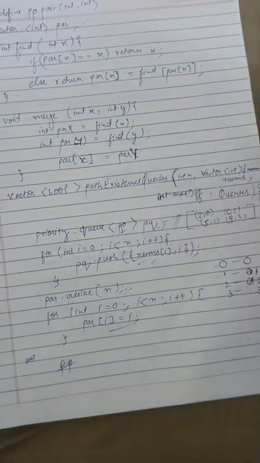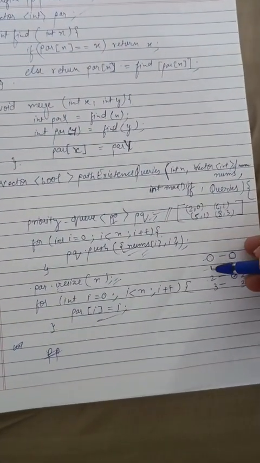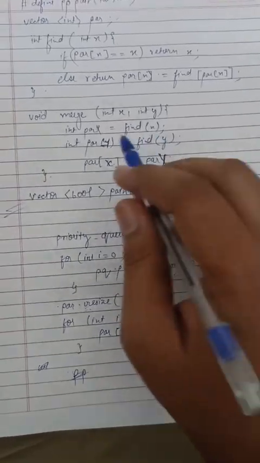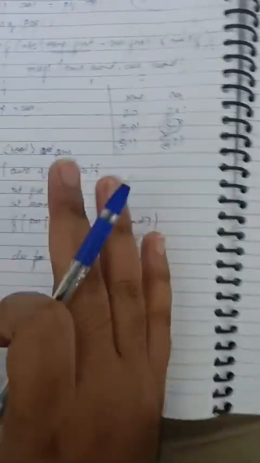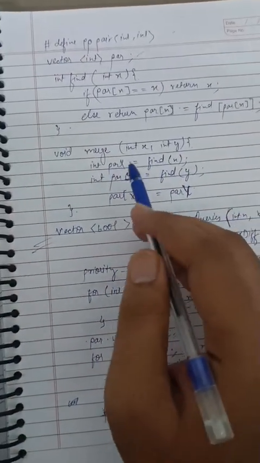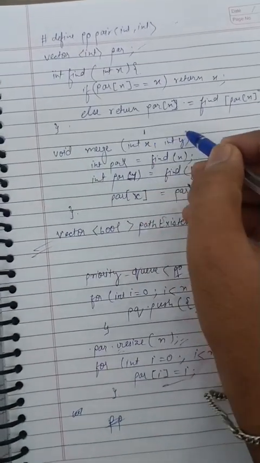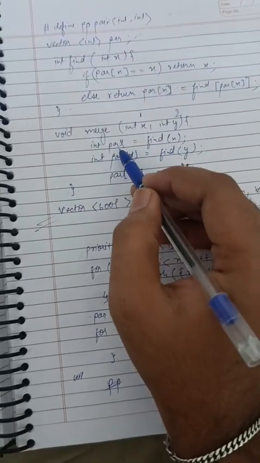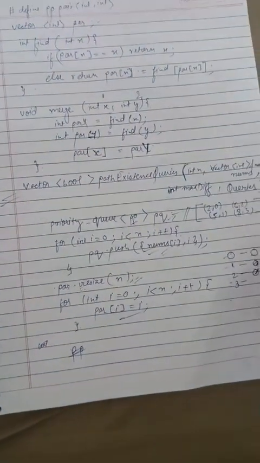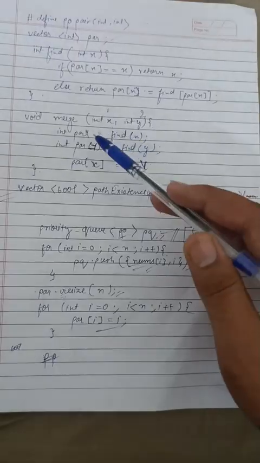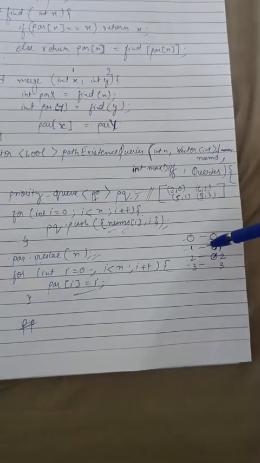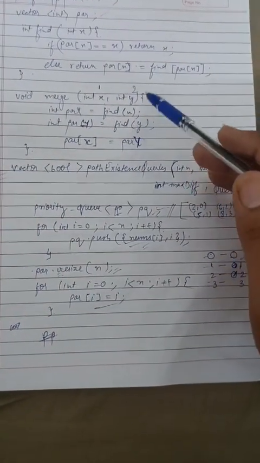Initially, you remember, right? Each node was the parent of itself. So what I said, 1 and 2, right? If I find 1 and 2, here x is 1 and y is 2. I check whether the parent of 1 and the parent of 2 are the same. Let's find the parent of 1. What is the parent of 1? It is 1. The parent of 2 is 2.